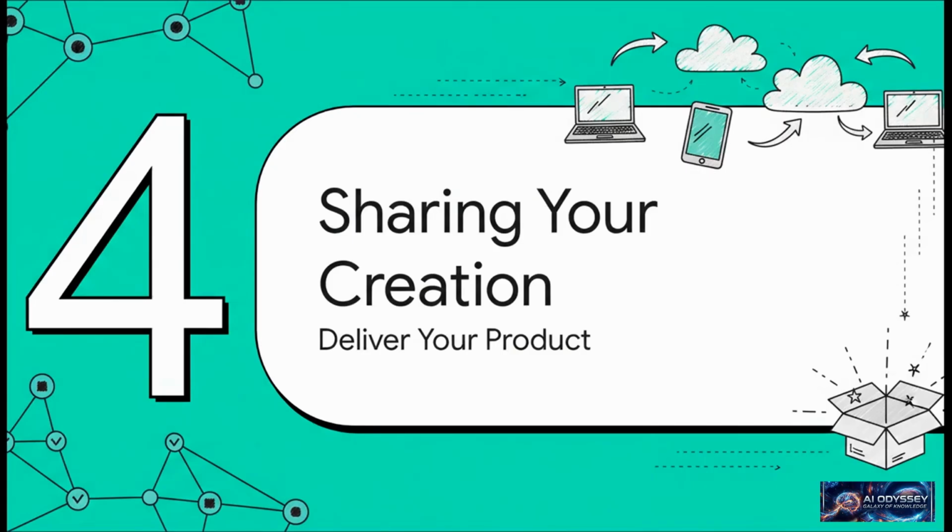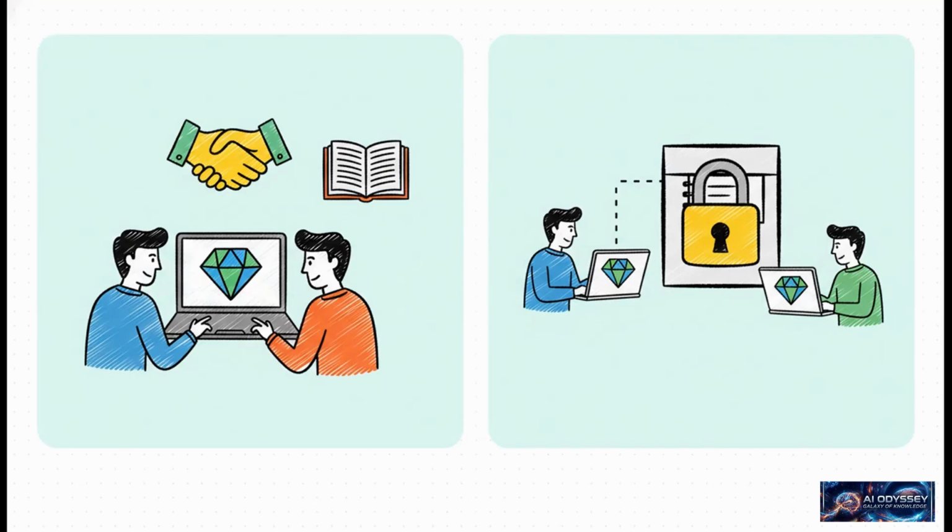Okay, so you've built it, you've tested it. Now for the big moment. How does this actually get delivered to your client? That brings us to Section 4, sharing your creation. And when it's time to deliver, you have 2 big strategic choices. You could build the gem right inside your client's Google account. That gives them total transparency.